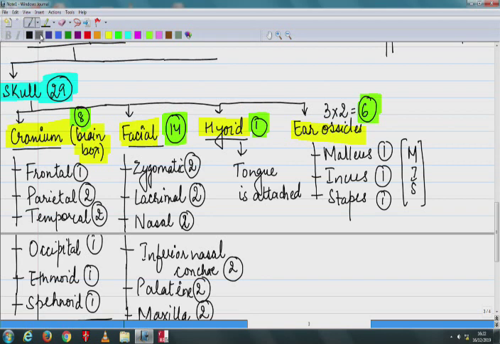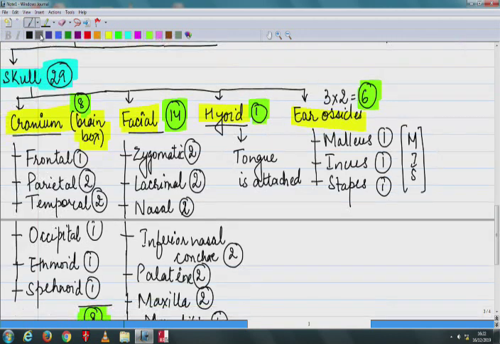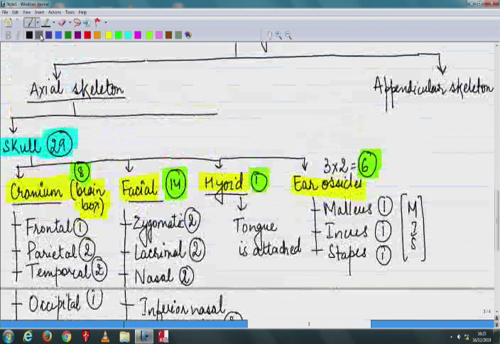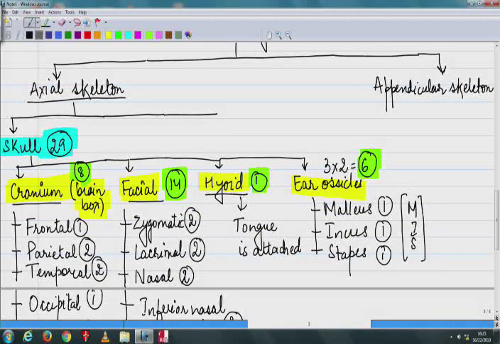Only 29 bones. Isn't it? Seems so simple, but yet it is so very, very complicated. Fine. I guess it must be clear up to this. So this is just the skull section. We have just started with the axial skeletal system. This was the first part only. We have to continue. So 29 bones, done.